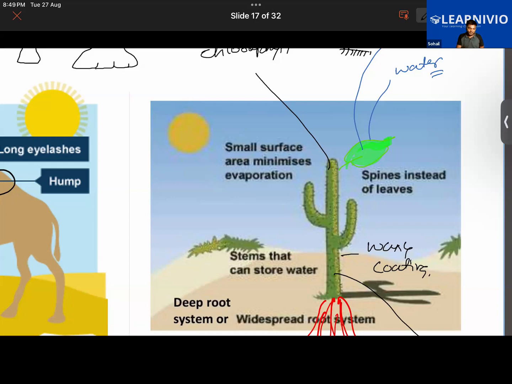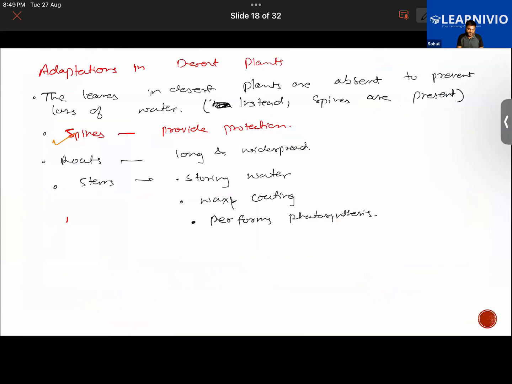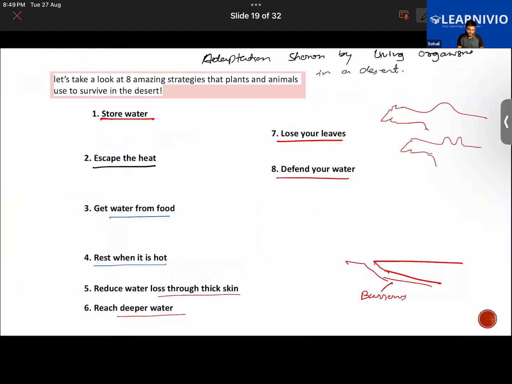Okay, now, what we know is that camels are well adapted. They are so well adapted that they can even consume the cactus plant because they have a rough tongue. Their tongues are very rough. That enables them to do so. So these were some of the general adaptations shown by living organisms in a desert.